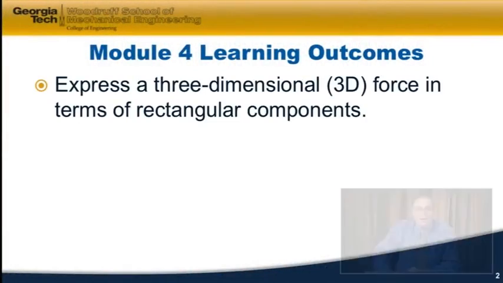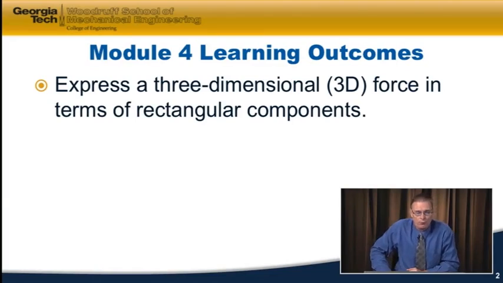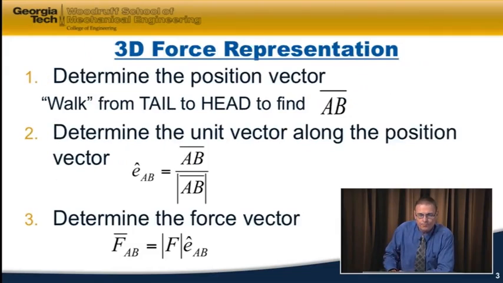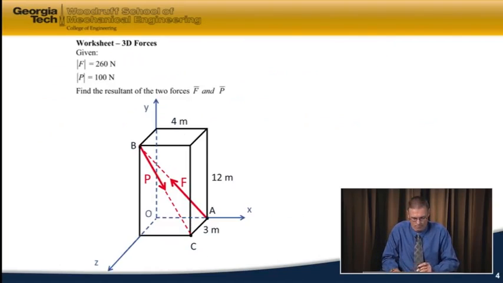So the learning outcome for today is to express a three-dimensional force in terms of its rectangular components, and then we're also going to make use of the dot product to find a projection of a force vector. So these are the steps that you'll go through in doing a 3D representation of a force. You're going to find the position vector along the line of action of the force. You're going to determine a unit vector along that line of action. And then you're going to multiply that unit vector by the magnitude of force to provide you with a force vector. It's easiest to learn this material by actually going through an example. You can always refer back to this slide to see the steps that we've taken to do the problem.